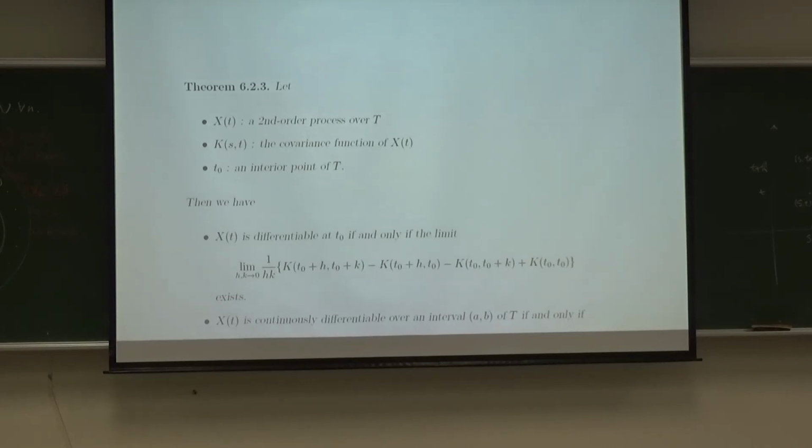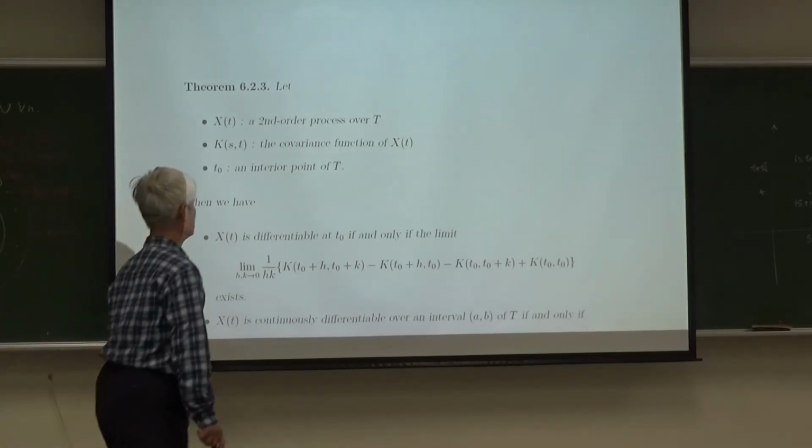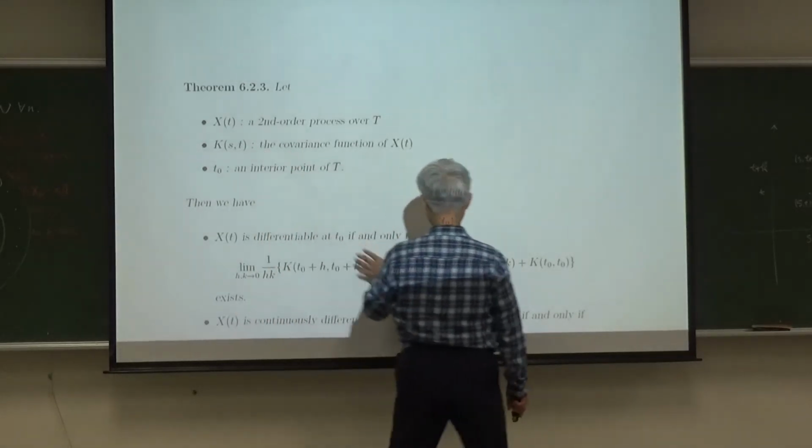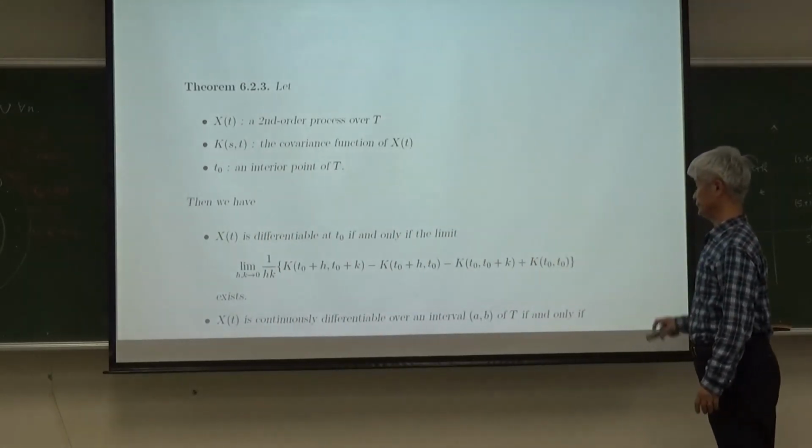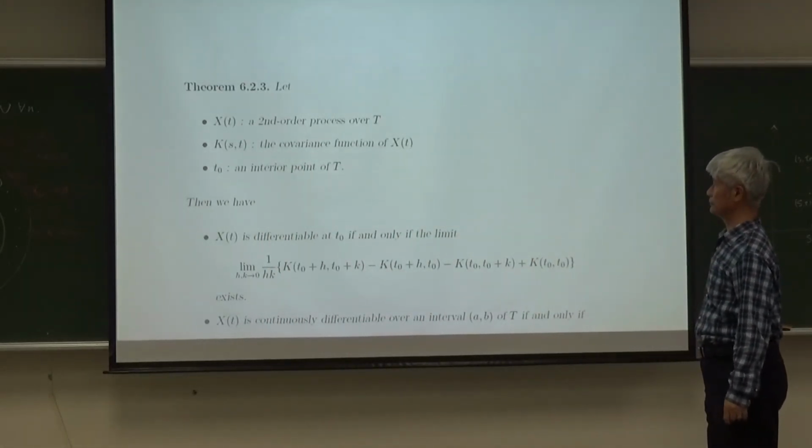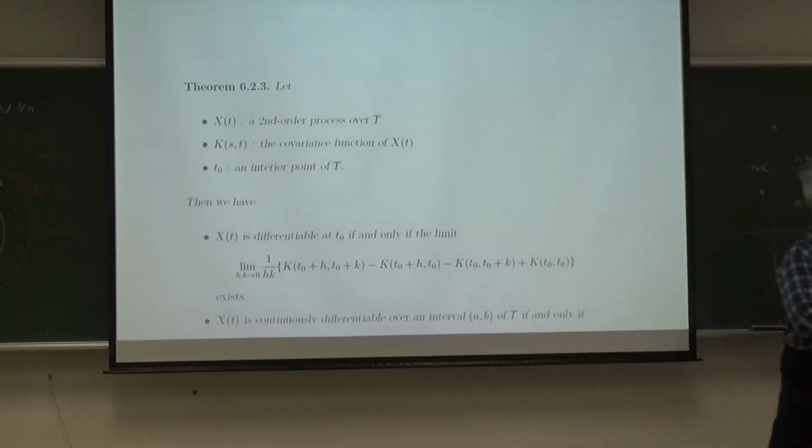Now, then we say x of t is differentiable at t0 if and only if this exists. If and only if this exists, because of the covariance function, yeah? So we have this result.